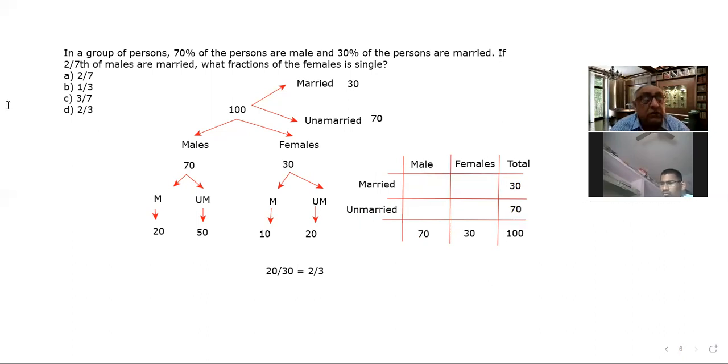And next is that 2/7 of the males are married, males who are married, that is 2/7 of the total, 2/7 of 70, right?